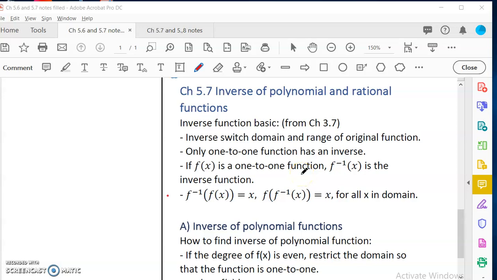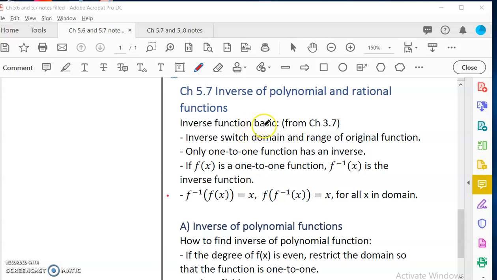Hello college algebra student, this video is for chapter 5.7, inverse of polynomial and rational function. We'll go through how you can find the inverse of a polynomial function, and how to find the inverse of a radical function also.